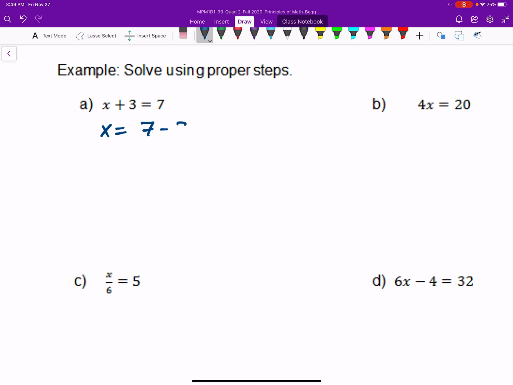It looks like I'm bringing that 3 over. But really what I'm doing is I'm subtracting 3 from each side. So it goes away on the left and it shows up as a minus 3 on the right. But for short, I'm going to say I'm going to bring that 3 to the other side, and I've got x equals 4.